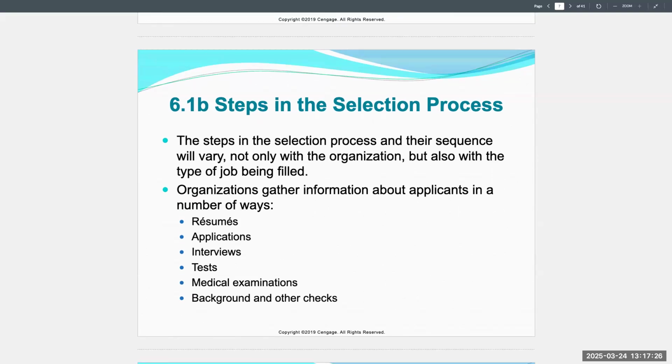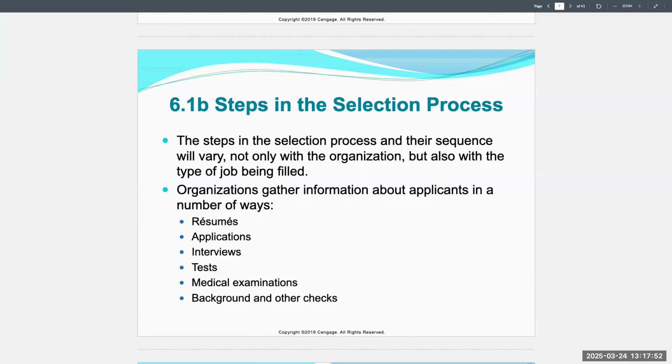So the first step involves gathering information. This is often done through a resume and application forms, which provide a snapshot of a candidate's education, work history, and sometimes specific qualifications. But while these documents are useful, they can also be very misleading. People often overstate achievements or fail to highlight the qualities that matter most to the job. That is why it's critical to validate this information through additional steps.